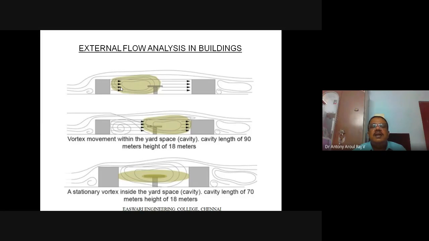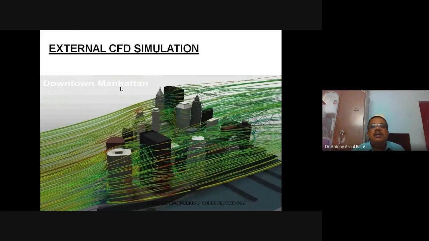So then what is the internal flow analysis? In the internal flow analysis, we will be going inside the building and we will be doing the CFD analysis. For example, if there is an air conditioner inside the building, we will be discussing about the flow distribution. Okay, whether the uniform flow distribution is there for conditioned air inside the room. So that we will be discussing. Okay, so this is how the patterns will be there for external CFD simulation. So yeah, it will be looking very good. Okay, so that you can see.